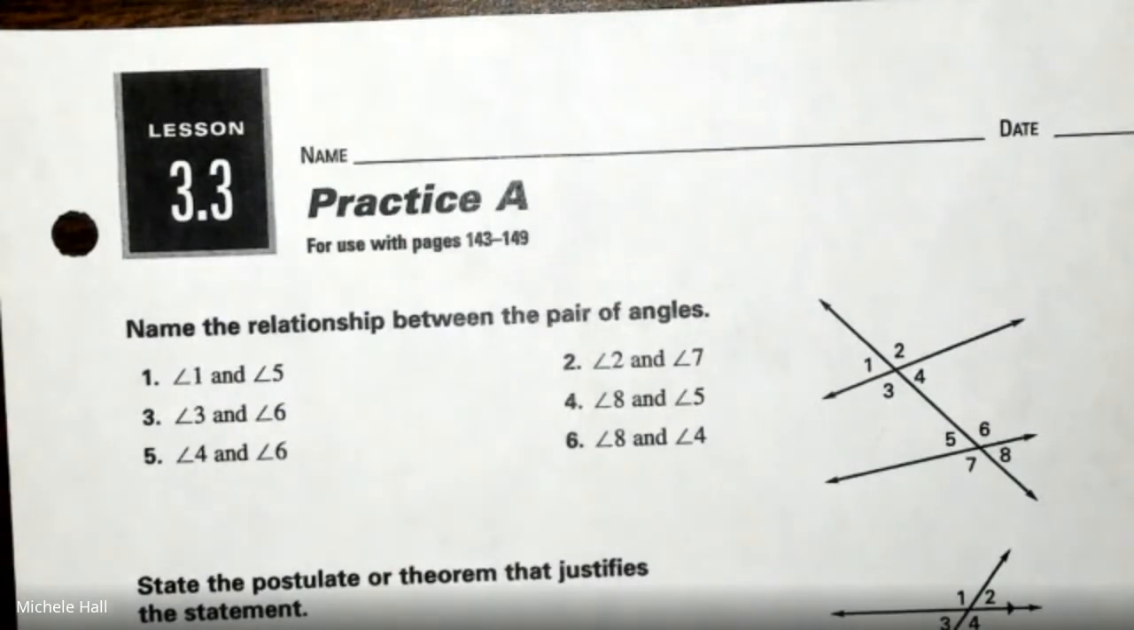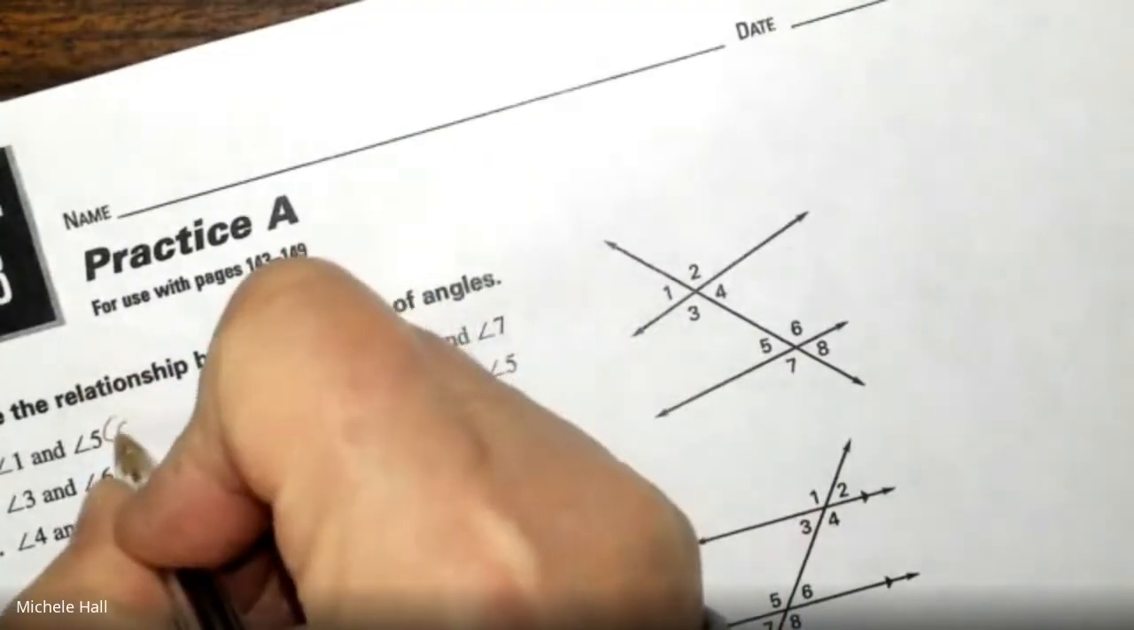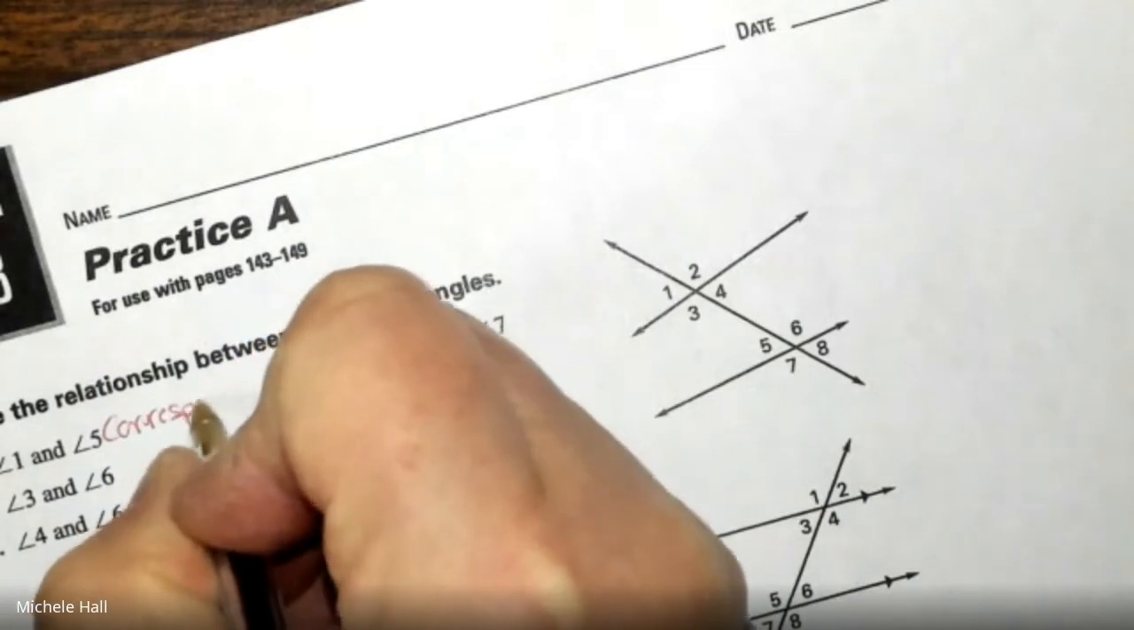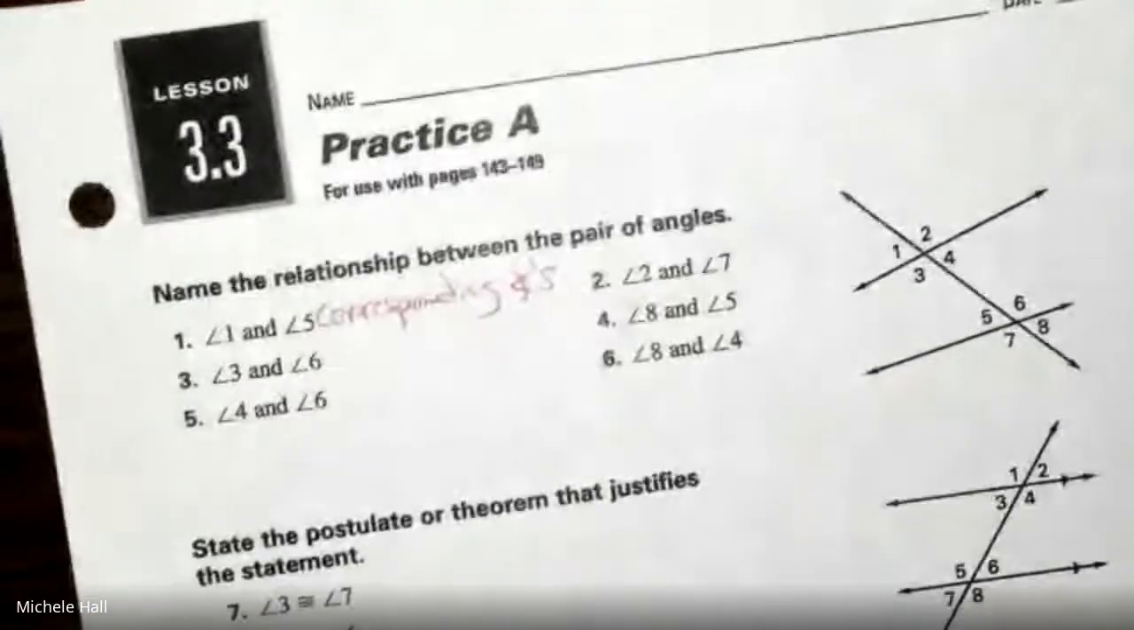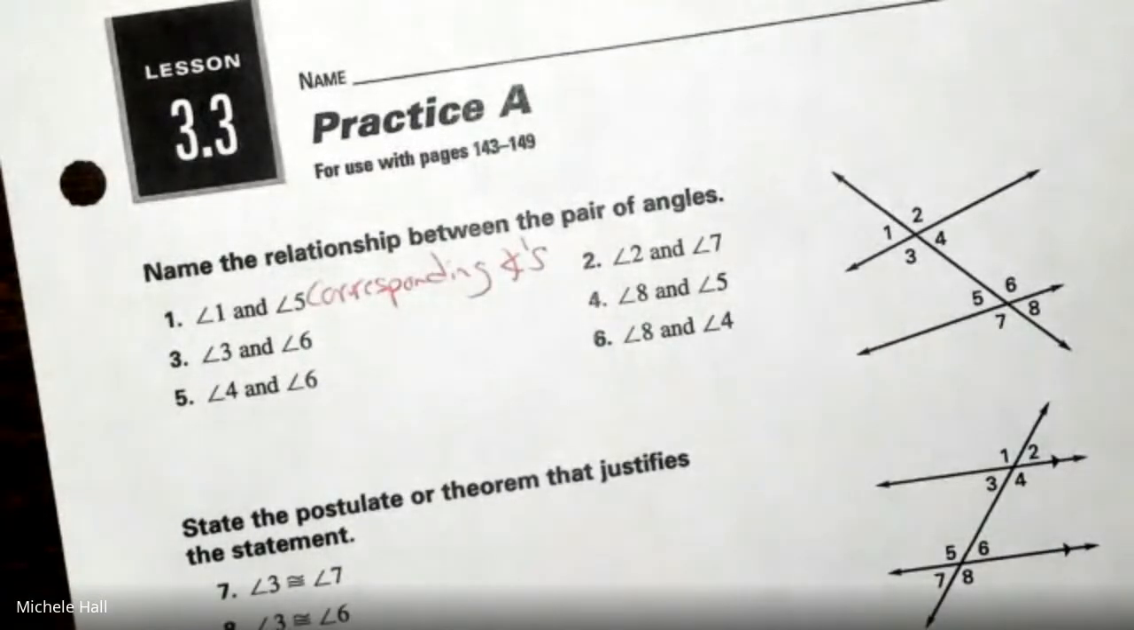Have your shortcut notes out. What kind of angles are they? They are corresponding. Corresponding angles. Number 3, 3 and 6. What kind of angles are 3 and 6?